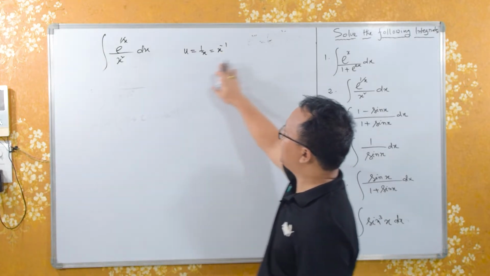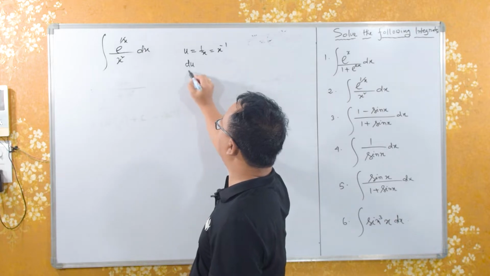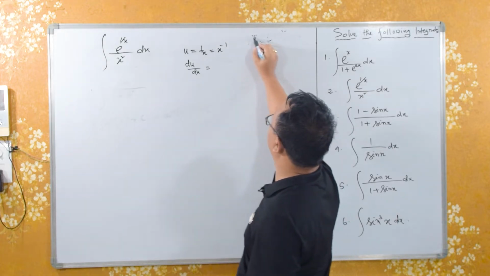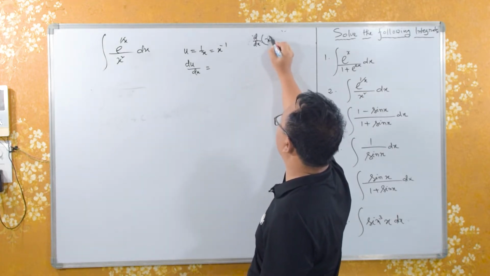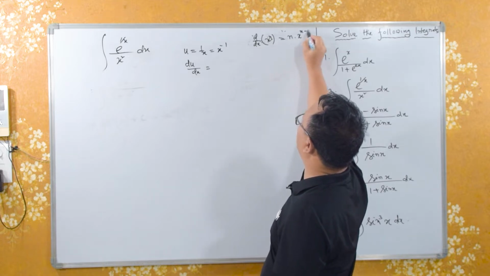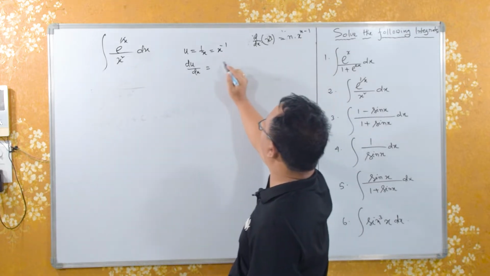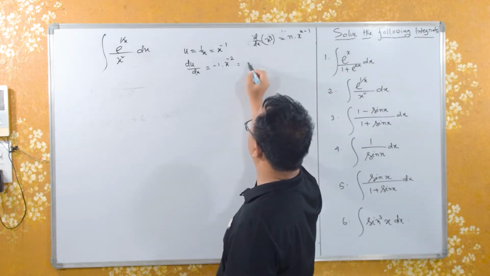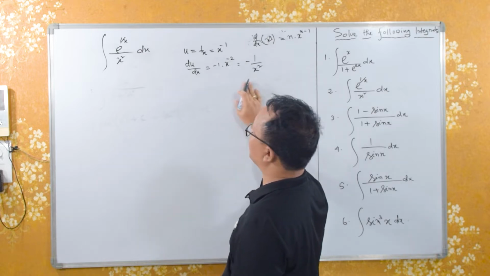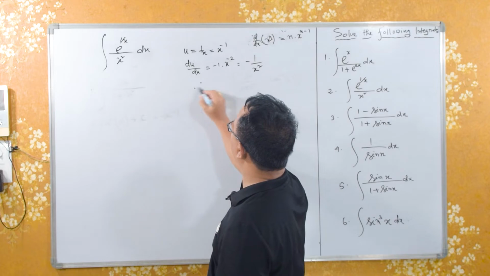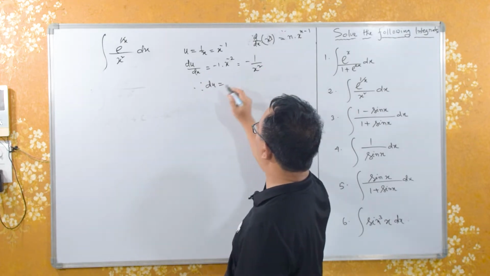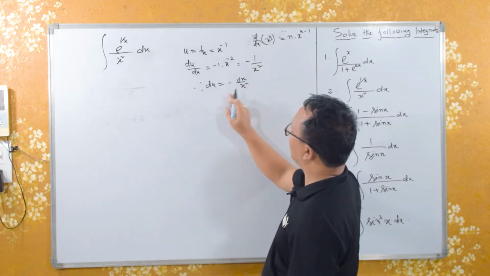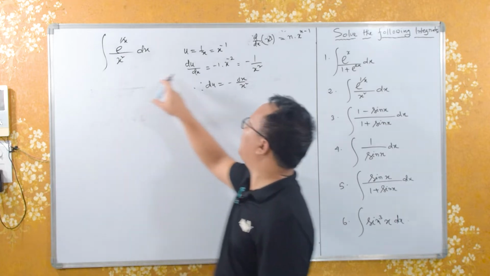Now if I differentiate this, du by dx is the same as the derivative of x raised to n. Differentiation d by dx of x raised to n is n into x raised to n minus 1. Here it will be minus 1 times x raised to minus 1 minus 1, which is minus 2. It means minus 1 by x square. Therefore du equals minus 1 by x square into dx. Now I am getting dx by x square if I put u equals 1 by x.